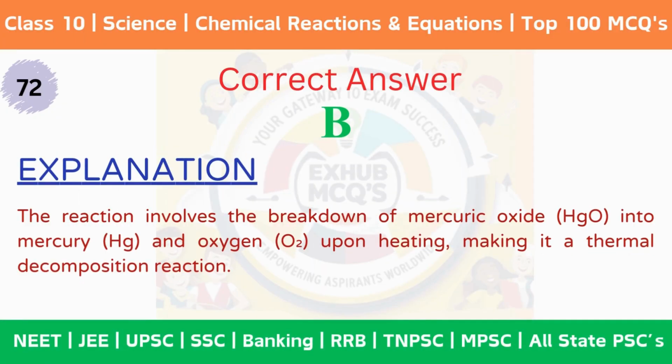The correct answer is option B, decomposition reaction. Explanation: when heated, mercury oxide decomposes into mercury and oxygen gas. This is a thermal decomposition reaction involving the breakdown of a compound into simpler substances.